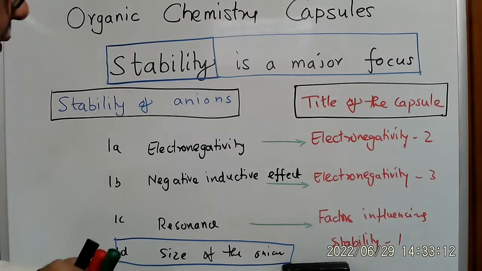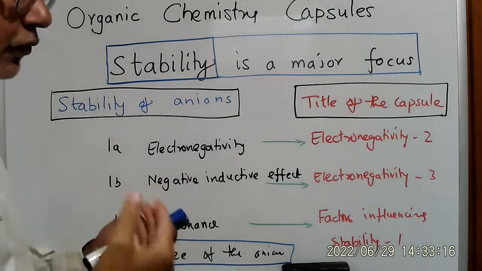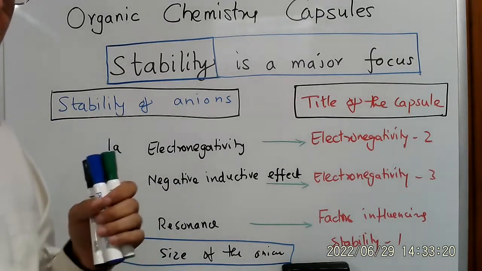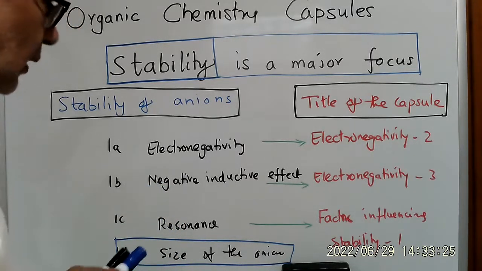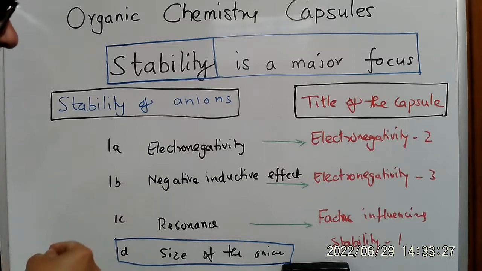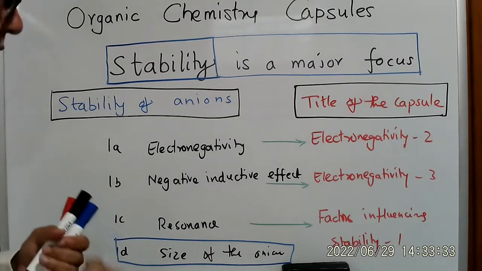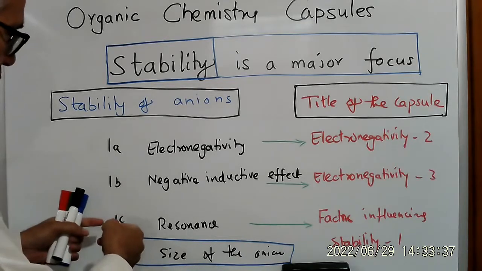So in the previous capsules, we were looking at stability as a major focus in organic chemistry. So we started with stability of anions. So different types of anions, and in different cases we invoke different explanations. So here are three things that we talked about already.